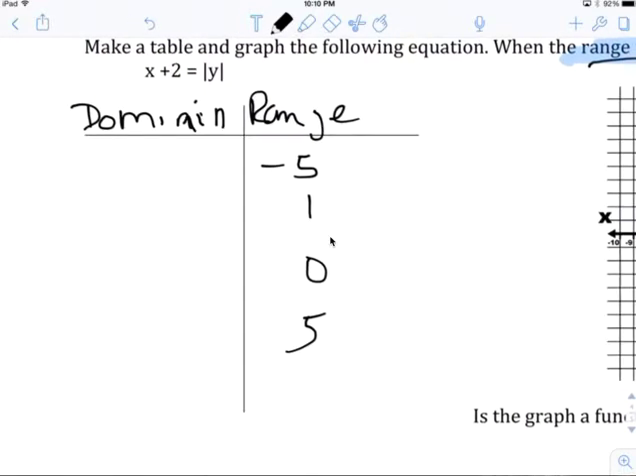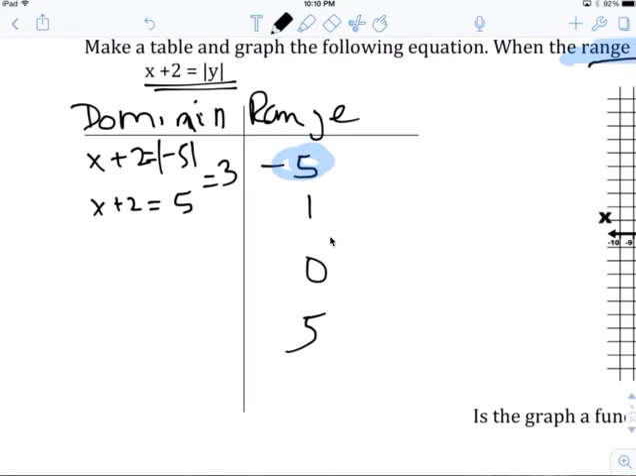Okay, then you solve this here. The range is letter y. So you get x plus 2 equals absolute value of y here. So in place of y, the range is -5. So you put right there -5. Absolute value of -5 is 5 equals x plus 2. So your answer is x is 3. So your ordered pair is 3, -5.